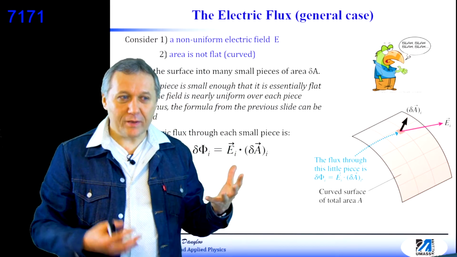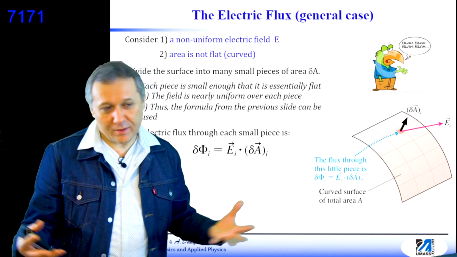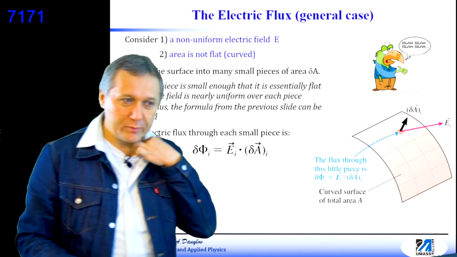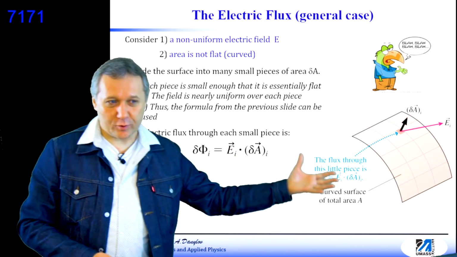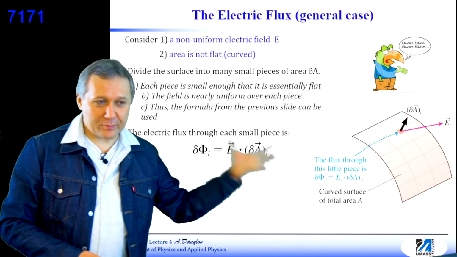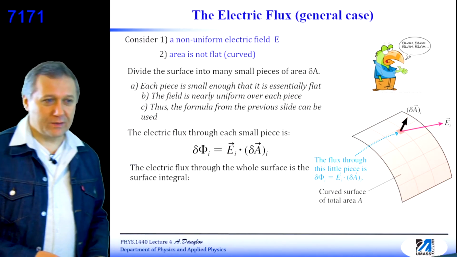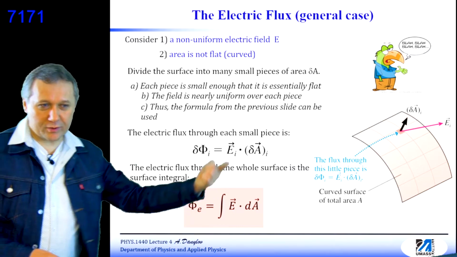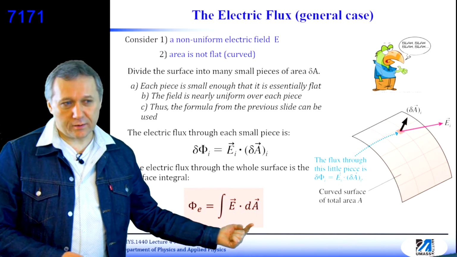And again, you remember that procedure of adding small contributions? That's the integration. Integration is just a fancy word for adding small contributions to some quantity. So as a result, if we want to write the expression for the total flux through this curved surface, it will be like this, integral. The total flux through this whole surface equals integral of E dot dA.